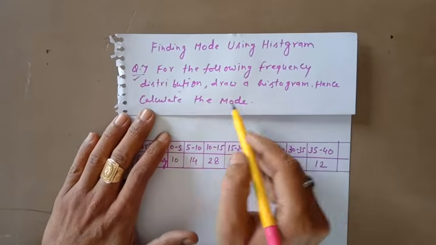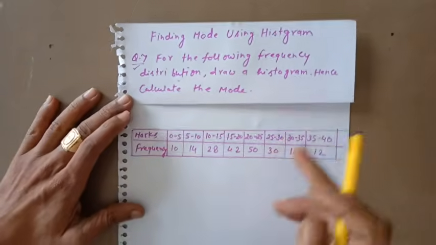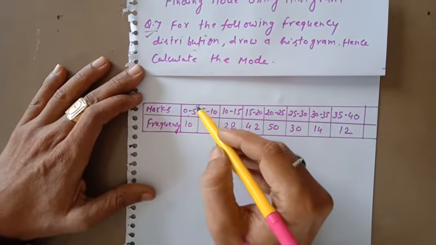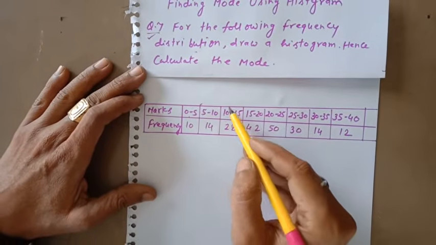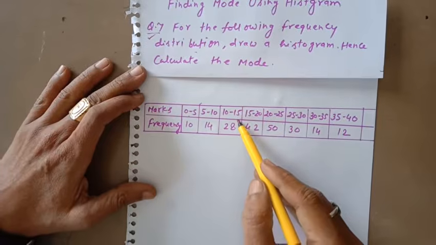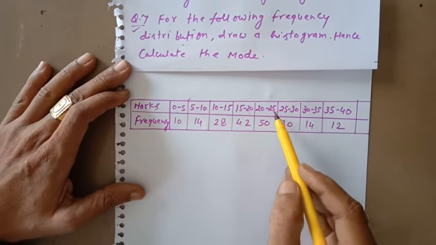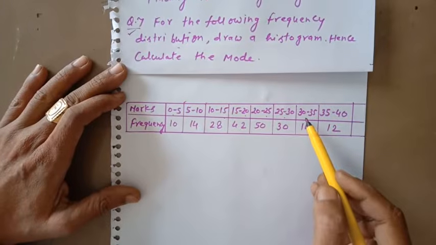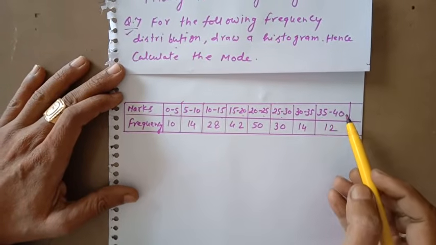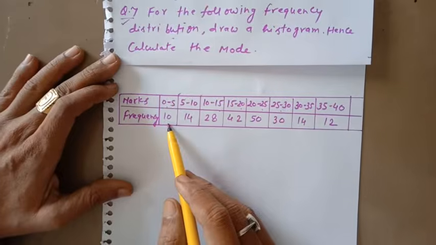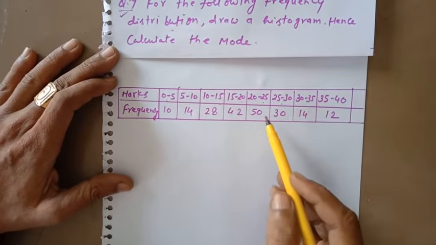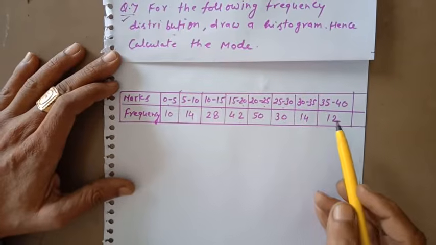Hence, calculate the mode. So here we are given this table, marks 0 to 5, 5 to 10, 10 to 15, 15 to 20, 20 to 25, 25 to 30, 30 to 35 and 35 to 40. And the frequency is given 10, 14, 28, 42, 50, 30, 14 and 12.